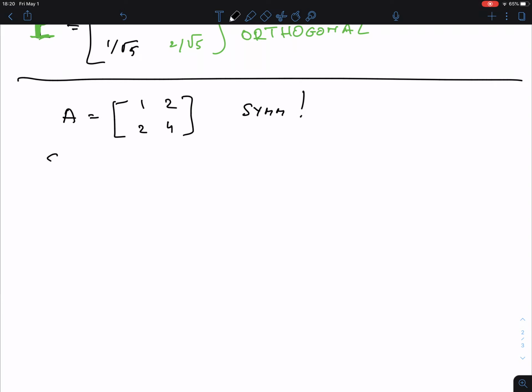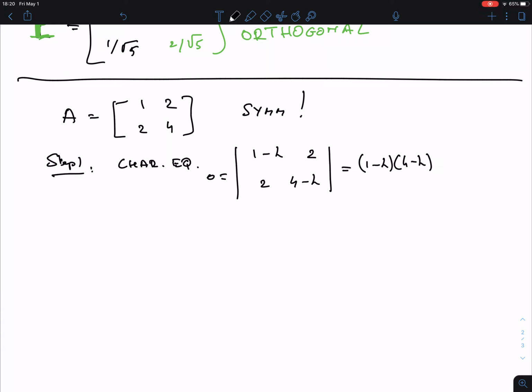Okay, so step 1, we need the characteristic equation. 1 minus lambda, 2, 2, 4 minus lambda, that's equal to 0. So we get (1 minus lambda) times (4 minus lambda) minus 4. That is 4 minus lambda minus 4 lambda plus lambda squared minus 4. The 4's cancel, so I get lambda squared minus 5 lambda. That is lambda times (lambda minus 5). Great. So I find lambda is 0 is one eigenvalue, and lambda is 5 is the other one.